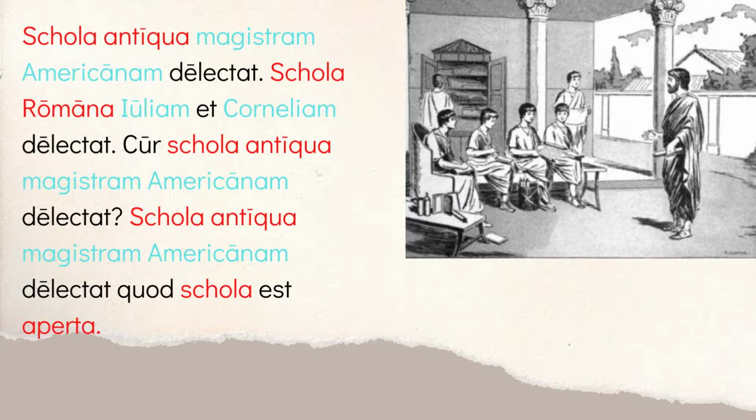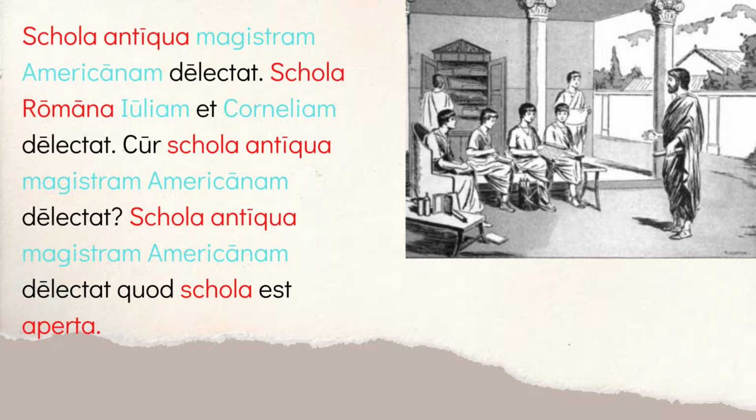Schola Antiqua Magistrum Americanum delectat quod schola est aperta, right? So again, a little longer sentence at the end, but just take it one piece at a time. My subject, you can tell by the A ending, is Schola Antiqua, the ancient school. What is it doing? Delectat. There's my verb, right? It ends in a T, just means he, she, it is delighting. In this case, the school is delighting. So the ancient school delights. Who does it delight? We need a direct object, the Magistrum Americanum, the American teacher.